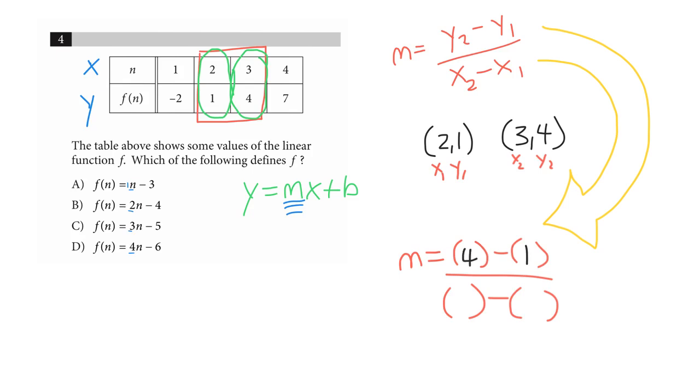Well, y1 is 1. Over here, we're going to have x2 minus x1. x2 clearly is 3, so we're going to put 3 there. And then x1 is 2, so we're going to put 2 there. And then m, therefore, equals 3 over 1, aka 3, right? So the slope is 3. And there's only one answer choice where the slope is 3. Answer choice C is such that the slope is 3, so that's the answer.